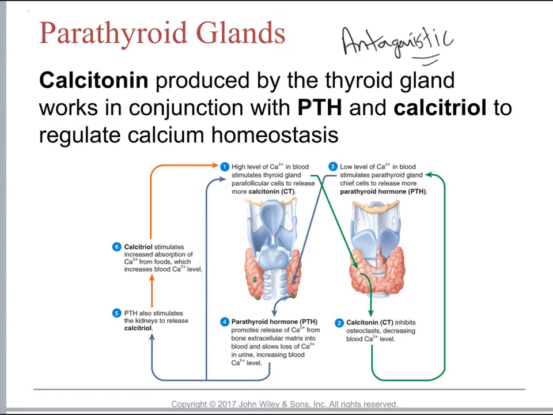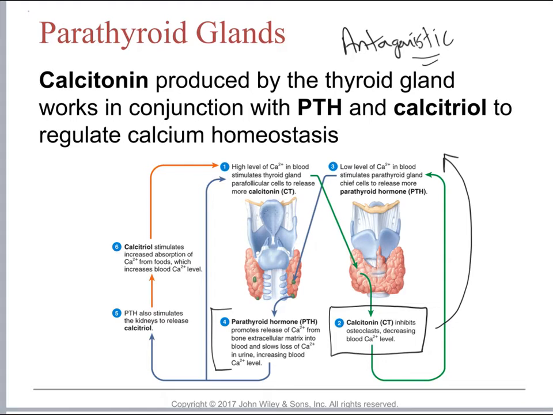So how exactly do they do that? So let's start with number one, a scenario. High levels of calcium in the blood stimulate thyroid gland parafollicular cells to release more calcitonin. As a result, calcitonin inhibits osteoclast activity while decreasing blood calcium levels. So right here, these low blood calcium levels stimulate the parathyroid gland chief cells to make parathyroid hormone. Parathyroid hormone promotes the release of calcium from the bone extracellular matrix into the blood and slows the loss of calcium in urine, ultimately increasing blood calcium levels.